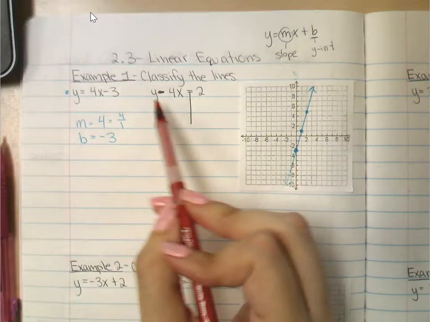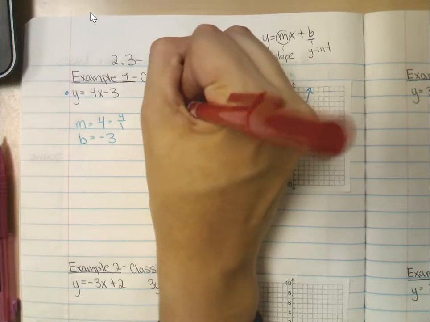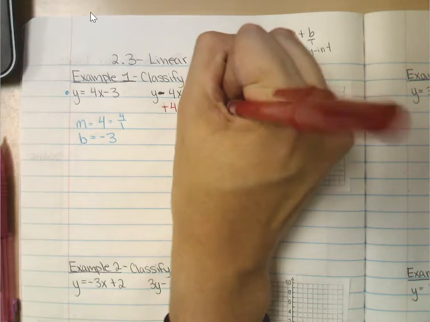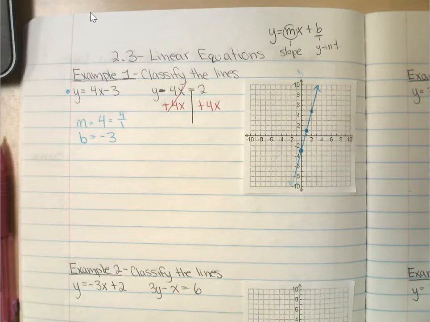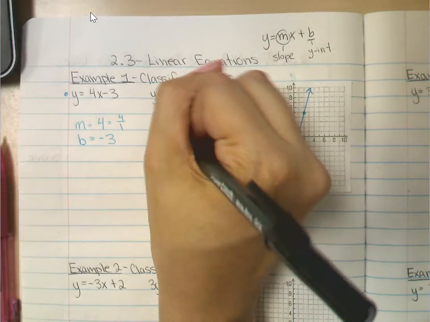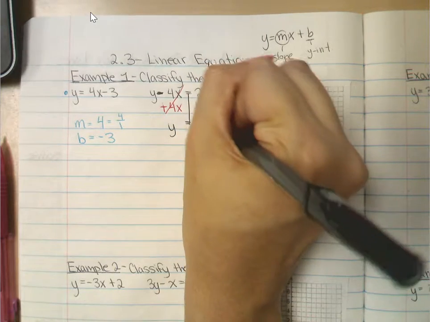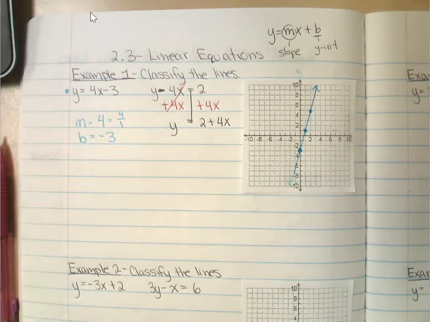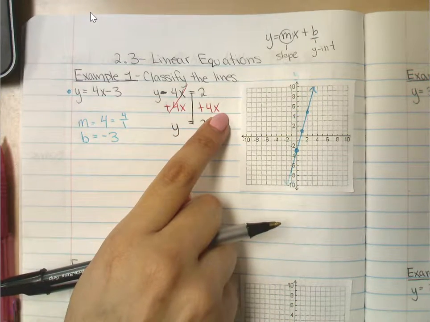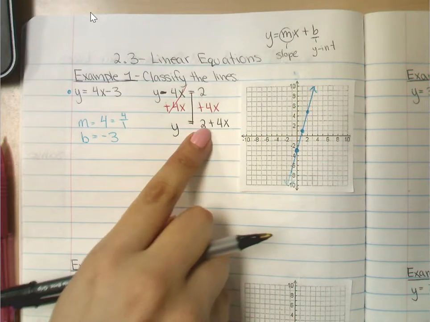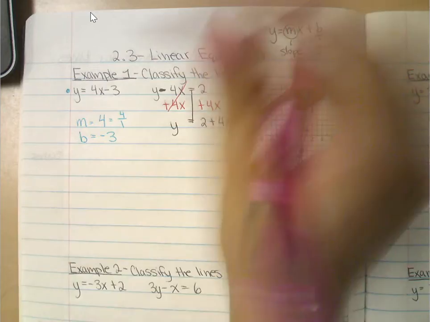First thing you would do is get rid of the x's. Since I have -4x, I'm going to do the opposite. I'm going to do +4x to both sides, and that's going to cancel out. And so now I have y equals 2 plus 4x. You do not add those two because this one has an x and this one doesn't, so I just copy them. Y is now by itself, so now I can identify the slope and the y-intercept.